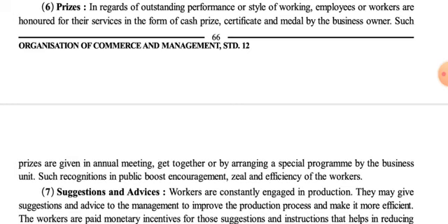Such recognition is given in public offerings or public programs, so that it boosts encouragement, which increases the zeal and the efficiency of the workers. Workers are ready to work more efficiently and they will be able to get results more successfully. Once an employee is honored with prizes, next year he will try to achieve something more. And all other employees will also try to get the award. So it is one of the most important and most basic financial incentives.